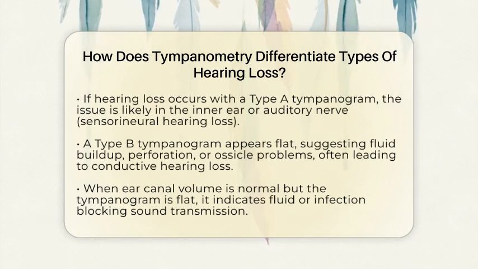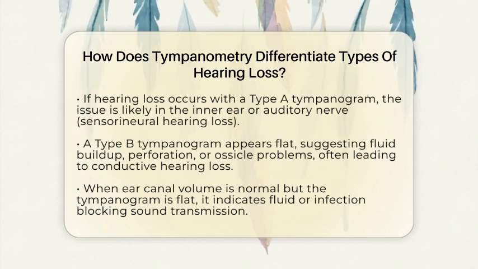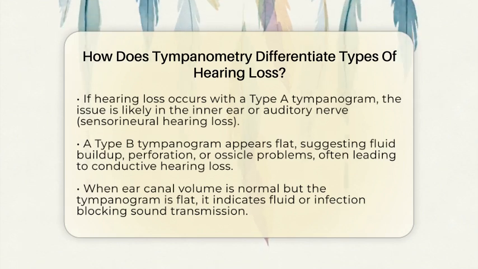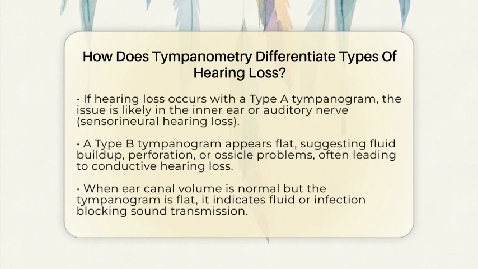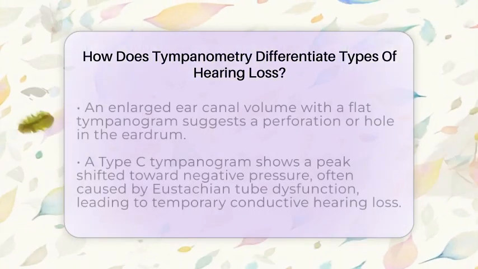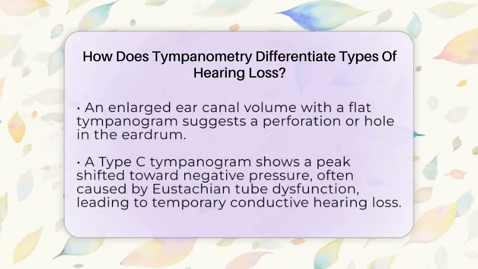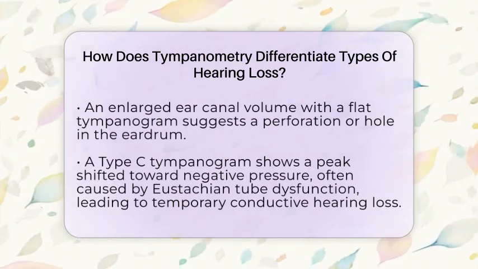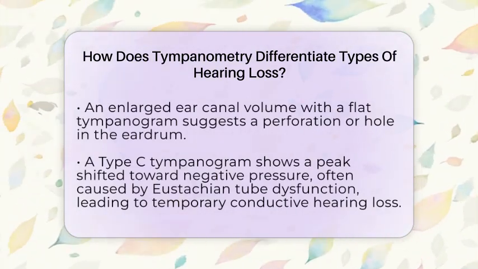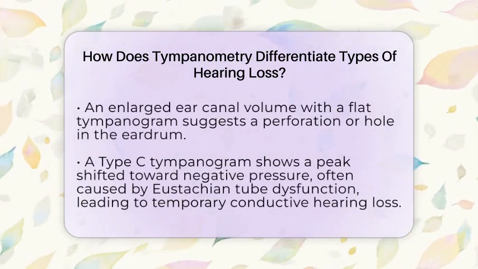Then there is the type C tympanogram, which shows a peak shifted toward negative pressure. This indicates the middle ear pressure is lower than normal, often caused by Eustachian tube dysfunction. This can happen during a cold or allergy and can lead to temporary conductive hearing loss because the eardrum can't move as it should.